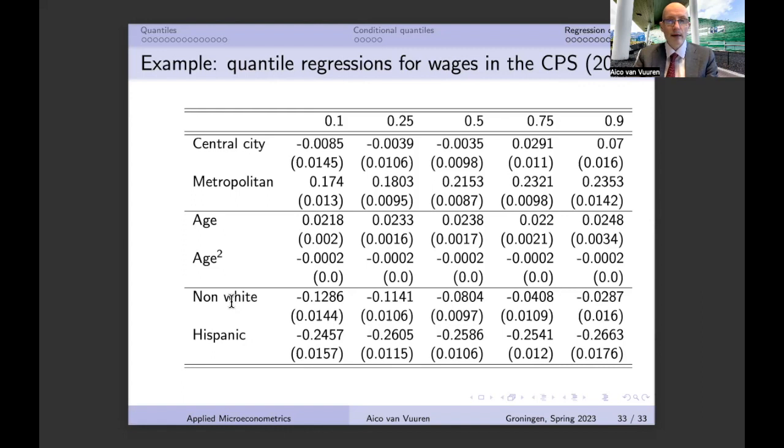Then non-white. Again, it doesn't come as a big surprise that it does have a negative impact. More of a surprise is that it is less important when we look at the higher quantiles. It might be related to the fact that non-white is of course very broad. It also includes Asians, and that might be the reason why at the upper part it becomes less important. For Hispanics we also see a negative impact, and that doesn't seem to change much as you climb up the job ladder.